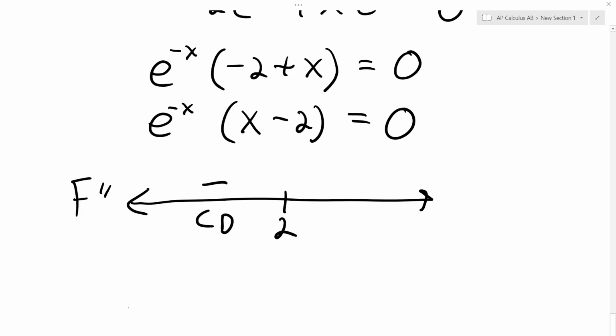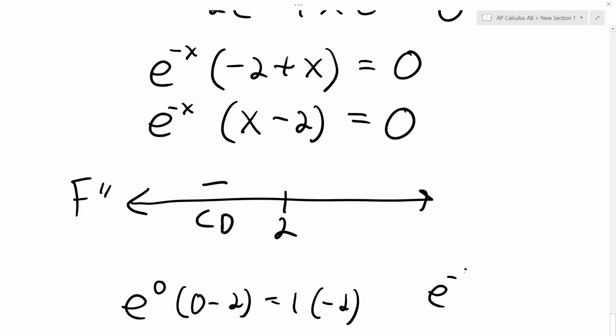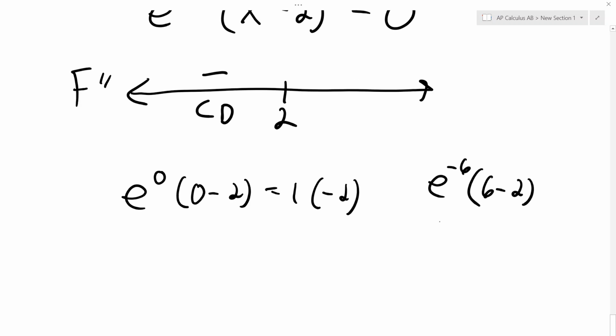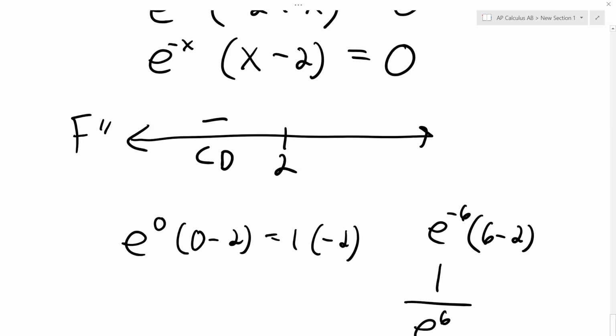If you plug 0 in, you get e to the 0 times 0 minus 2. That's 1 times negative 2. If you plug in a positive, like 6, you're going to get e to the negative 6 times 6 minus 2. Again, e to a power is always positive. E to the negative 6 really means 1 divided by e to the 6th. Now that's a small number, but it's definitely positive. A negative exponent doesn't make it negative. It finds the reciprocal of it. It flips it.